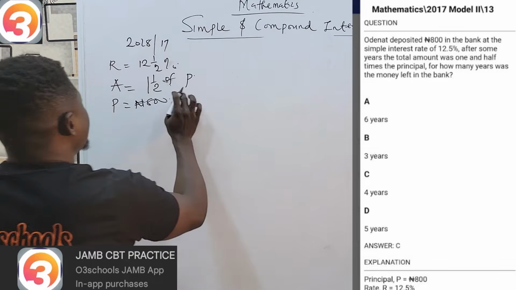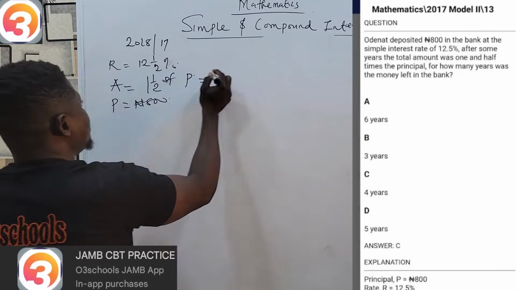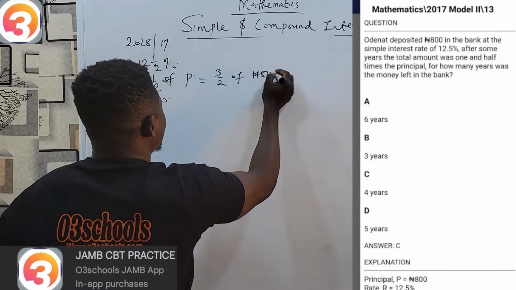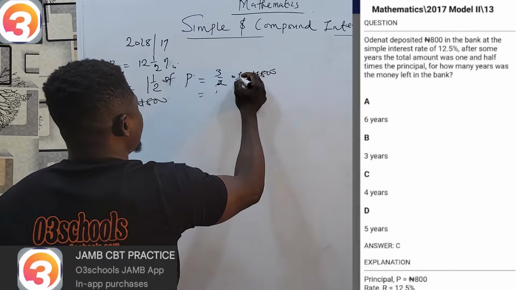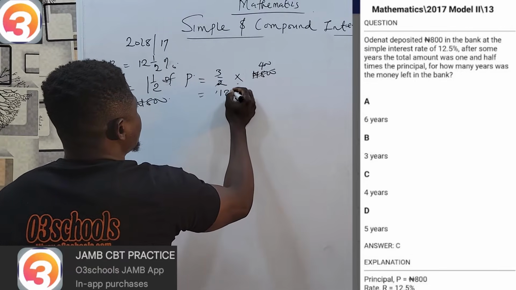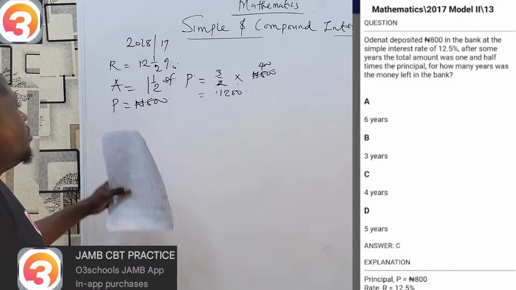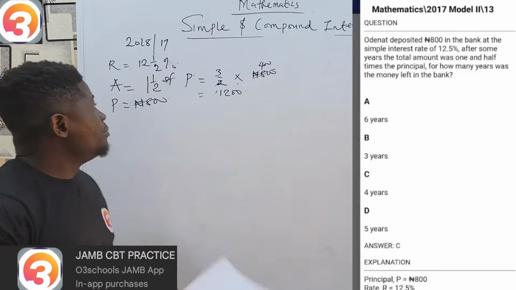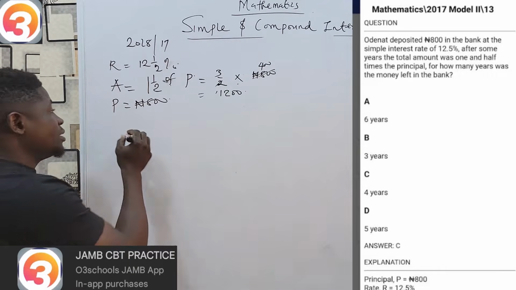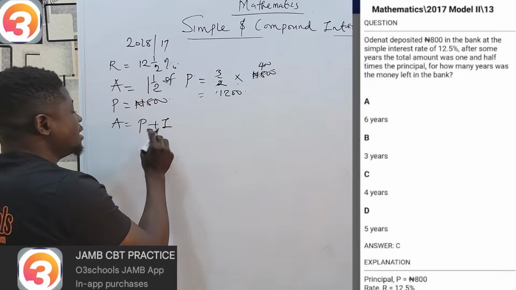If you calculate the amount here, convert this one to improper fraction: 2 times 1, 2 plus 1, 3. So 3/2 of 800. Of course, this will turn to multiplication. This will be 400 times 3, which is 1,200. So we know our amount: amount is 1,200. Principal is 800 naira. But do we know the interest? We don't know the interest, but we can calculate it, since we know that the amount is principal plus interest, then we can find the interest.